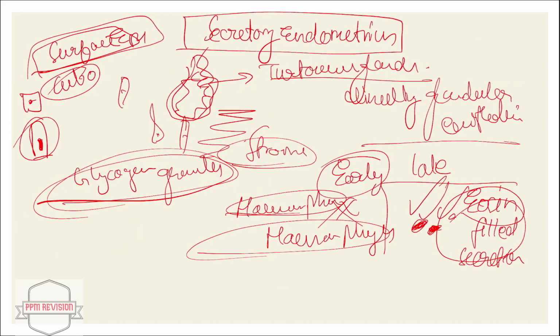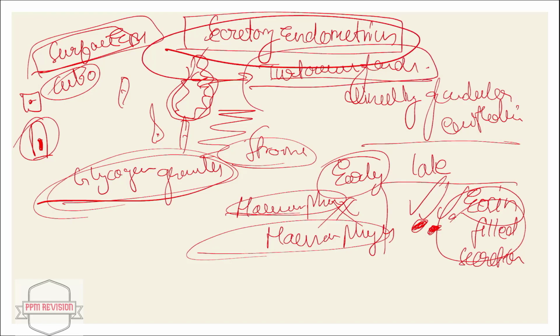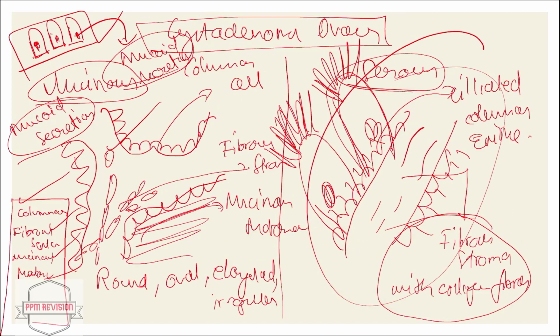That is in case of the renal cell carcinoma. Now moving ahead, we have the secretory endometrium. In secretory endometrium, there are tortuous glands lined by glandular epithelium. This is fine, and there can also be glycogen granules present.